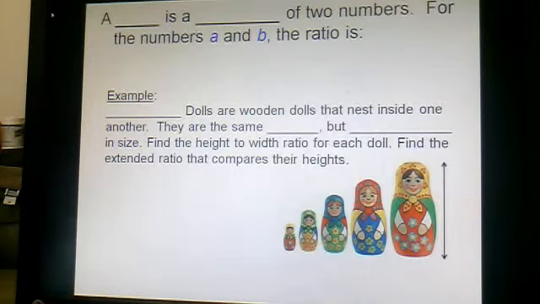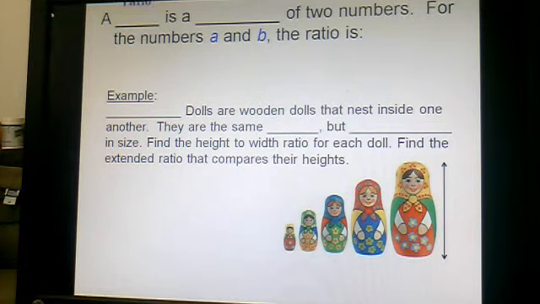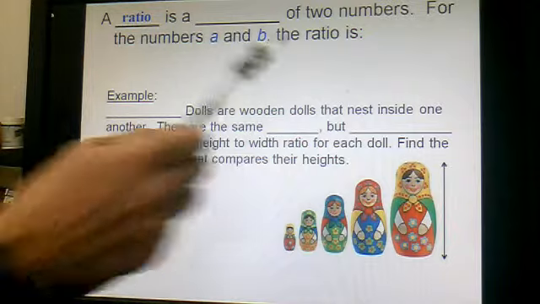So proportional sizes. I'm going to skip around and do most of what's on your notes here. The first thing I want to define is the word ratio. So a ratio is a blank of two numbers.